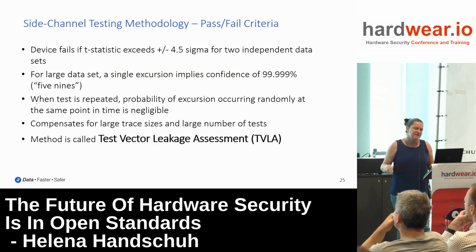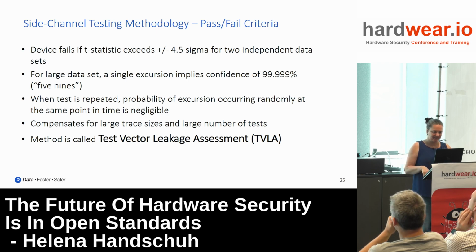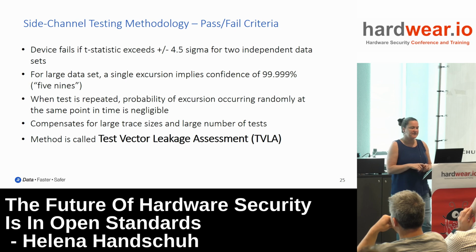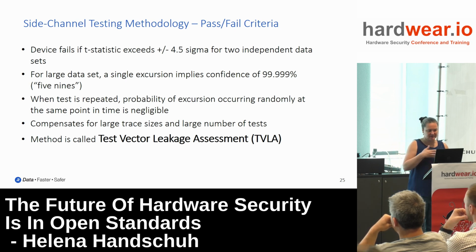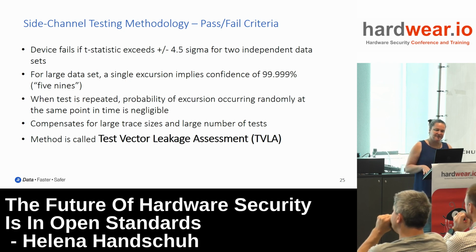All right, so I just mentioned it before. This method is called test vector leakage assessment. It doesn't have a pass-fail criteria, so the device fails if your Welch t statistic exceeds 4.5 sigma for two independent data sets. For a large set, a single excursion also implies 5/9 confidence, so 99.999% confidence. When the test is repeated, the probability of an excursion occurring randomly at a certain point in time is also negligible. So this is when you repeat it twice, but if you have very large data sets, you can actually avoid repeating it twice. It compensates for large trace sizes and a large number of tests.